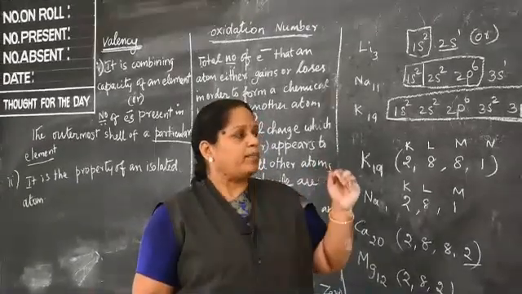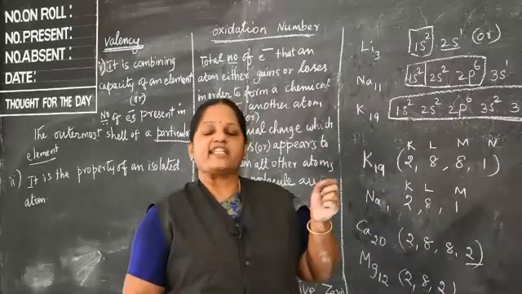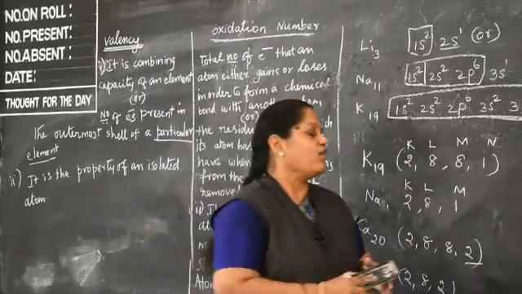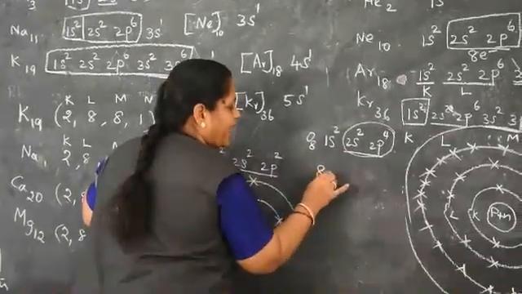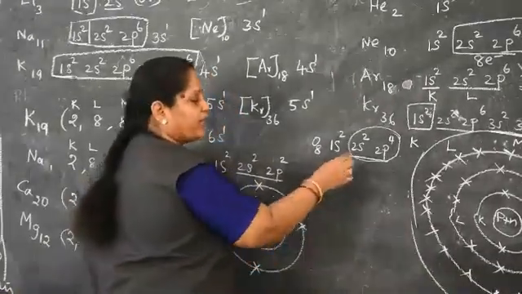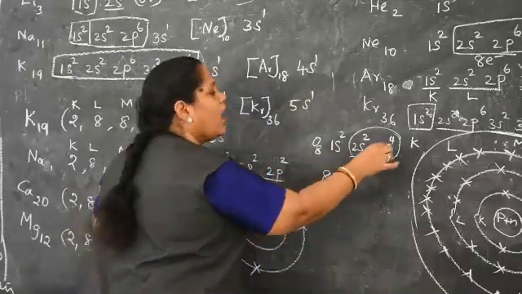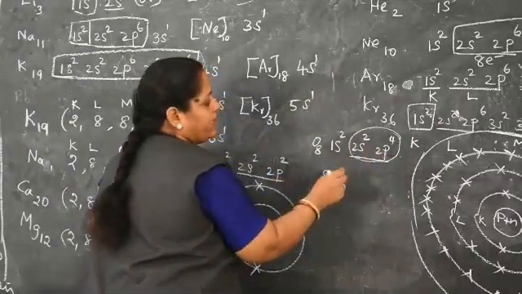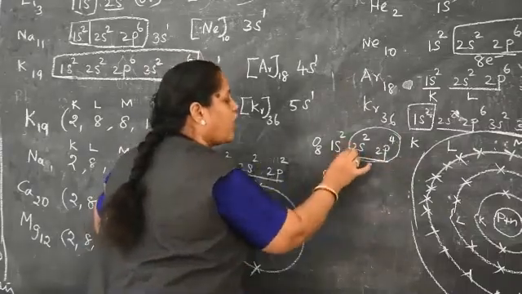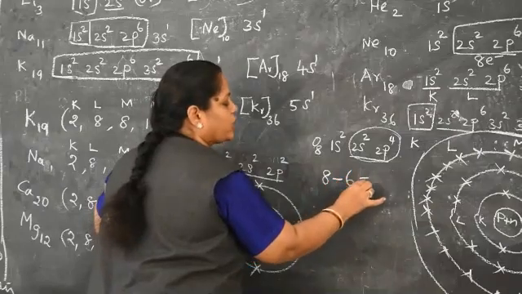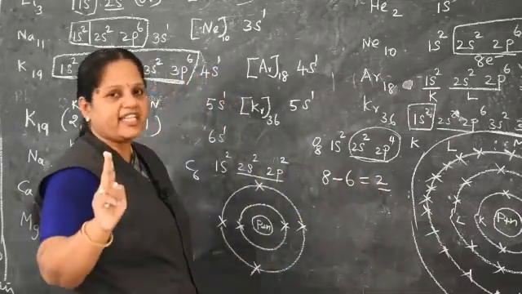If the number of electrons is more than 4, then what is the valency? We calculate like this: 8 minus the number of electrons present in the outermost cell. The number of electrons present in the outermost cell of oxygen is 6. That's why what is its valency? 2. The valency of oxygen is 2.